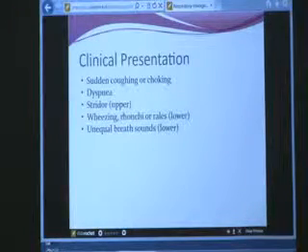It can present with sudden coughing or choking, dyspnea, stridor. If it makes it to the lower airways, they can have wheezing, bronchitis, especially if it's been there for a while. It can cause a pneumonia if it's been stuck there for weeks. So that's why you have to have a higher index of suspicion for these kids. If they've had chronic respiratory problems for a long time, you want to start thinking about, is there a foreign body there?